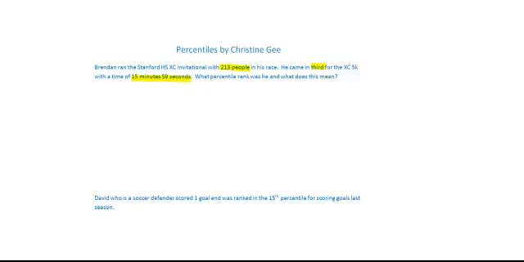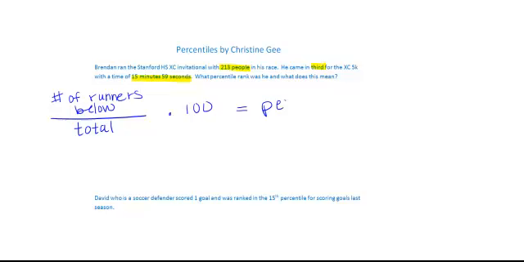So when we look at calculating a percentile rank, this is something that's important to know. We look at the number of data points below, or in this case, runners, we could say people, below, and then total, so it's being divided by the total number of runners in this case, and then we multiply it by 100, and we get the percentile rank.